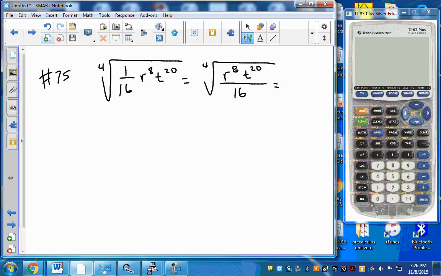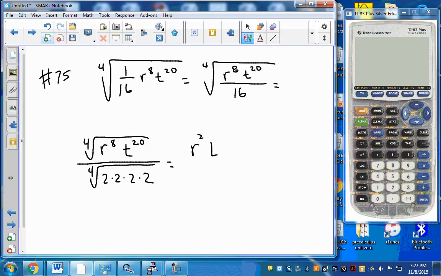And then break it up. It's the 4th root of r to the 8. 4 goes into 8 2 times. And t to the 20th, 4 goes into 20 5 times. And the 4th root of 16. And you might want to know 16 is 2 by 2 by 2 by 2. Okay, so here's the final answer. R squared, t to the 5th, and 2.